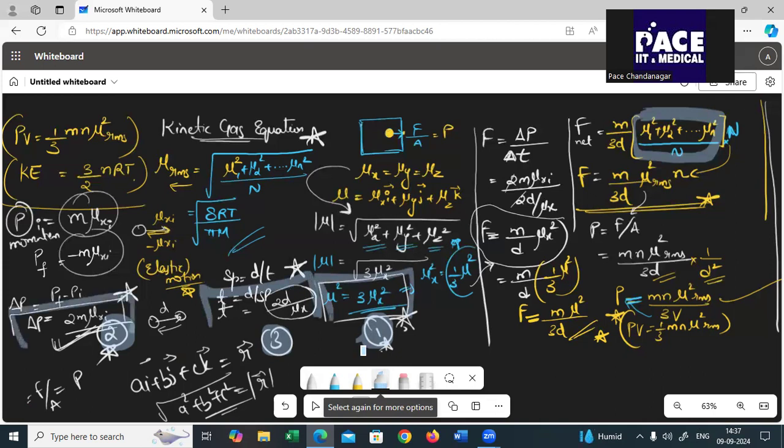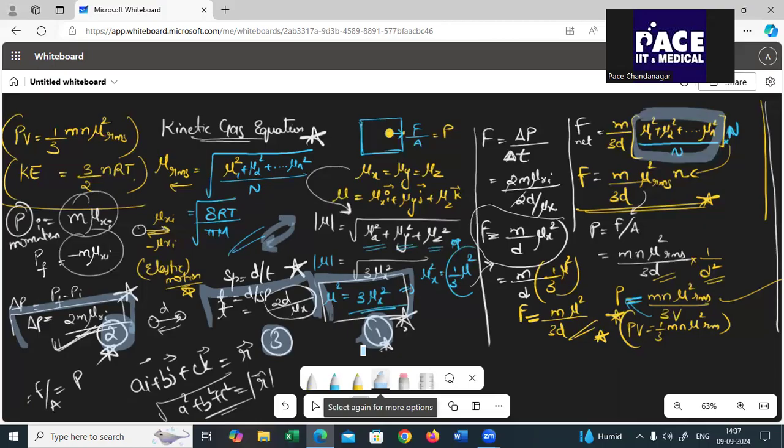Yes. So speed is distance by time. Distance is nothing but the distance between two collisions. Distance becomes 2D there. This is distance, and this is also distance. So 2 distances it is. So 2D by u_x. So u_x is equal to 2D by T. So that is how we can write.